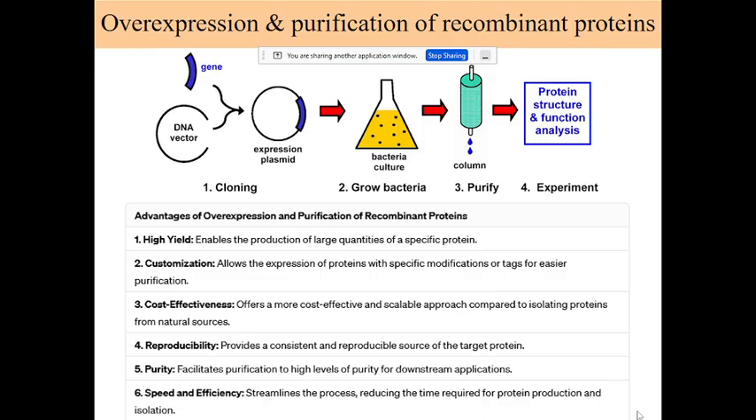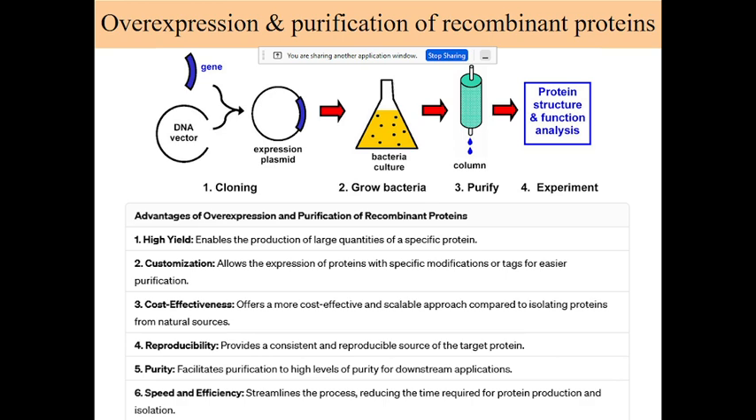Yes, so we were looking at the overexpression and purification of recombinant proteins. Basically, this particular gene coding for a specific protein sequence is inserted into this vector. You've understood the difference between a vector and a plasmid, right? Now this is an expression vector. Expression vector means that it has a ribosome binding site and is suitable for translation. Ribosomes are going to come and sit onto this vector and code for the specific protein that we want.